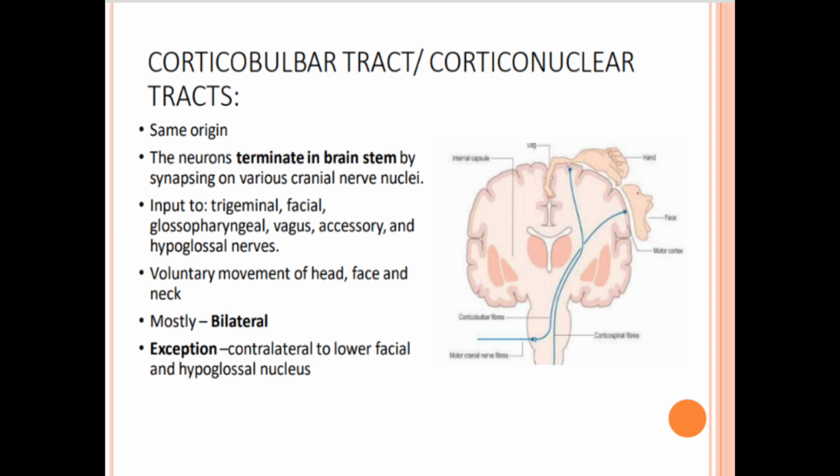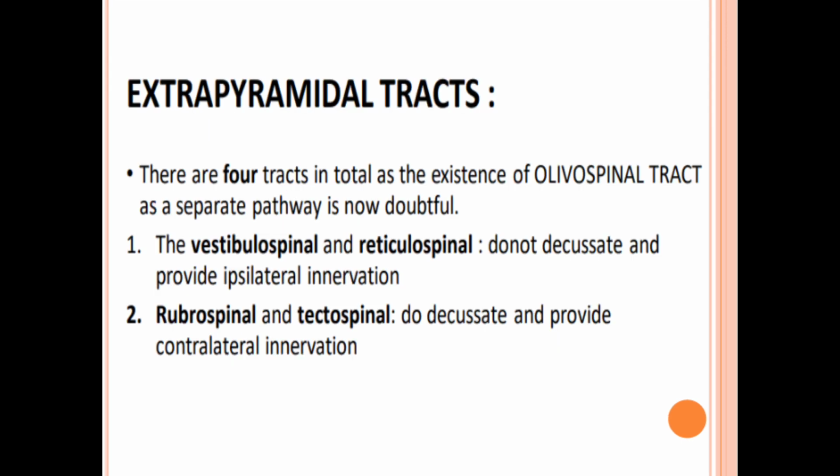Now the important point regarding this tract is that it provides the bilateral innervation to all of these nuclei, but the exception is that it provides only the contralateral innervation to the lower facial nucleus. That is why we can see that whenever there is upper motor neuron lesion, only the contralateral lower side of the face is affected. And also it provides the contralateral innervation to the hypoglossal nucleus.